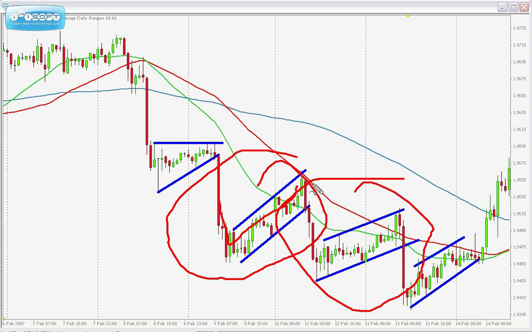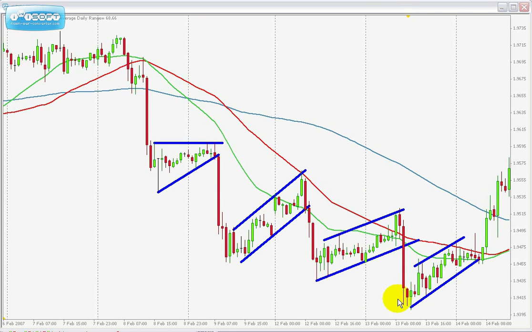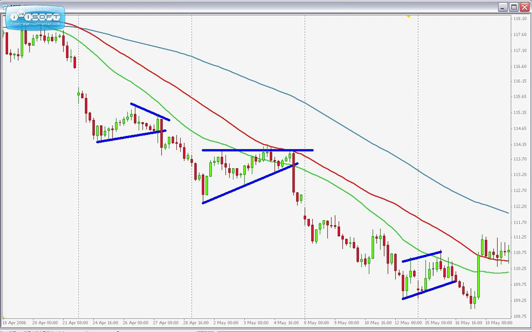That's very nice when you can profit a number of times from the same trend. That's what swing trading, what trend trading is all about. I'm going to show you another example. In this case, it is the Japanese yen.